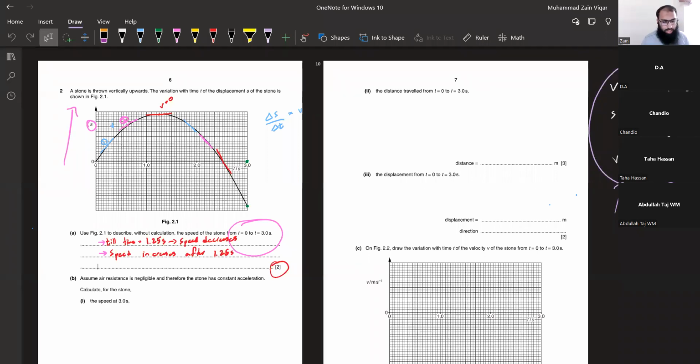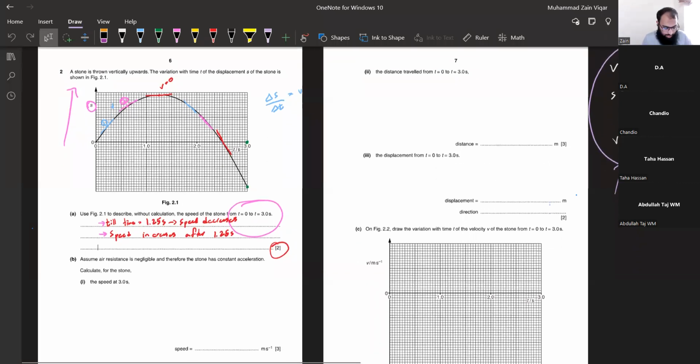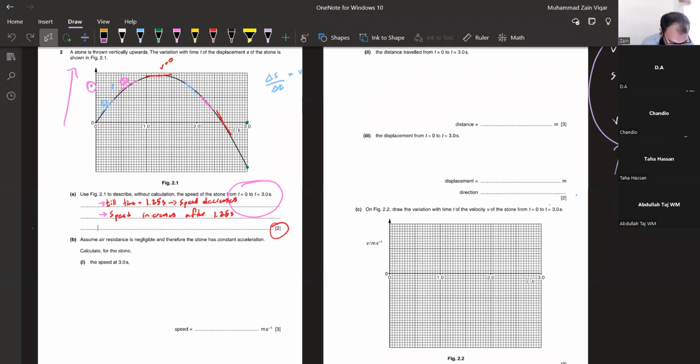I don't know what you mean by it. You're assuming downward is positive; that's the reason why you're saying this. If you assume downward is negative, it should have been negative. So it depends on your notation. Downward does not mean positive.